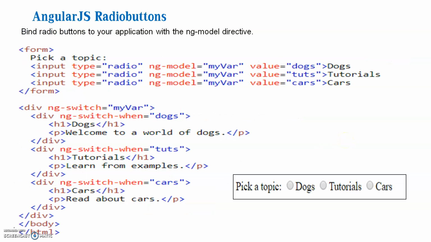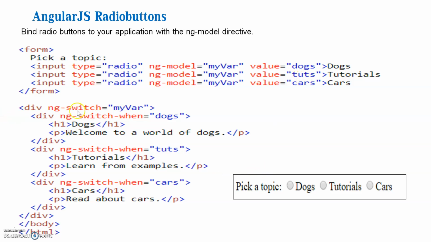A radio button, how can we use the radio button? So see here, the form tag, obviously there will be HTML and body tag. I have skipped that. Form tag, here different radio buttons, 3 radio buttons are created. ng-model is the same name for these radios, then only this will become a radio group, and 3 different values are assigned. One is dogs, tuts and cars.